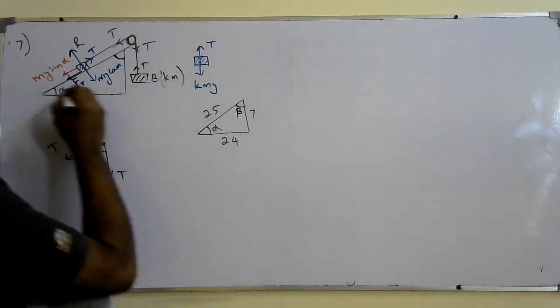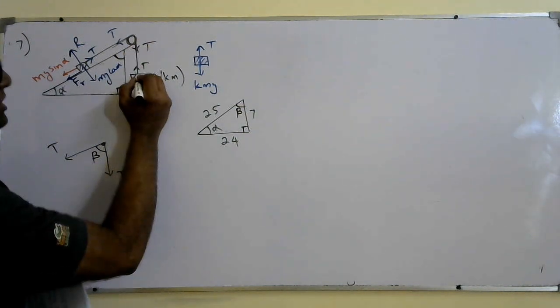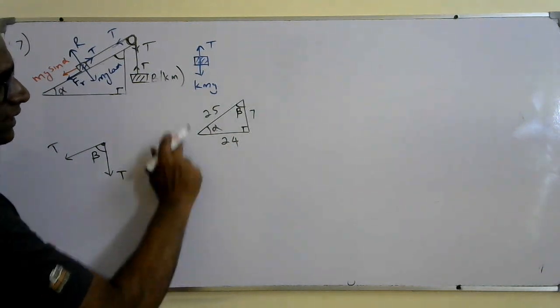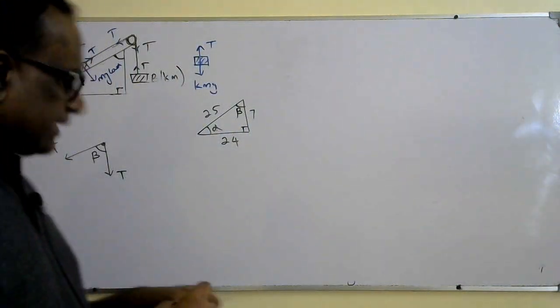Because this is alpha, here alpha. This is 90 degrees, this is 90. So between these two, this angle is beta. From this triangle, I can find the sine or cos or whatever I want. Okay, how to find the resultant force?